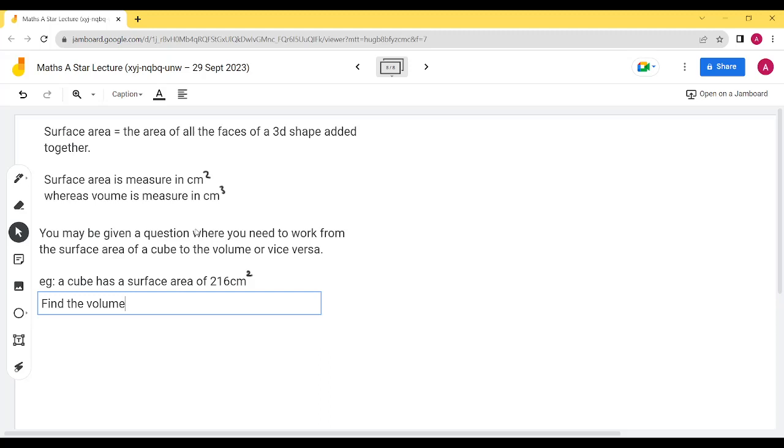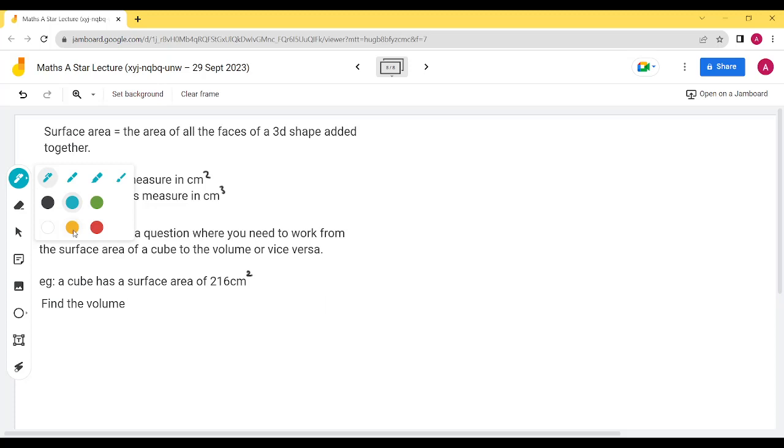Okay, so basically you get a question like this. Well, we know there's a formula for the surface area of a cube, but really it's commonsensical because we know a cube has 6 faces. And if you ever struggle to remember that, think of a dice. You've got 1, 2, 3, 4, 5, 6. Well, that's a cube. Therefore, a cube has 6 faces.